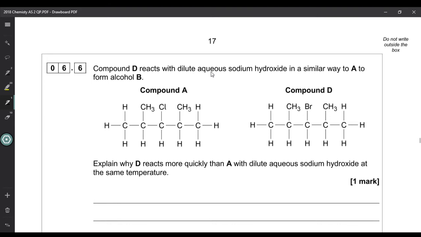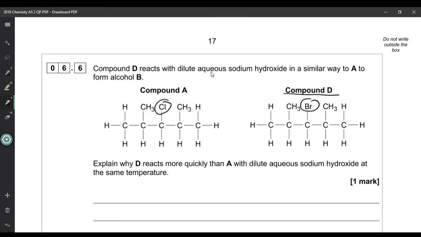So the last part of this question says compound D reacts with dilute aqueous sodium hydroxide in a similar way to A to form alcohol B. Explain why D reacts more quickly than A with dilute aqueous sodium hydroxide at the same temperature. So we can see the differences between these two structures is we have a chlorine here, whereas we've got a bromine there. So why does compound D react more quickly?